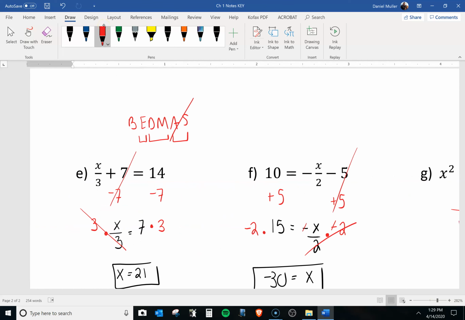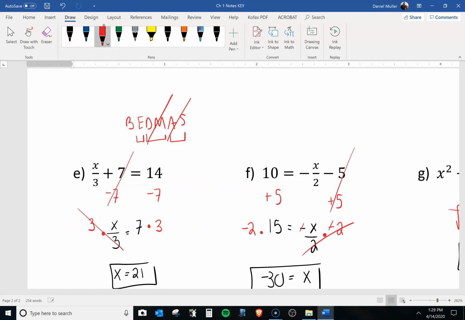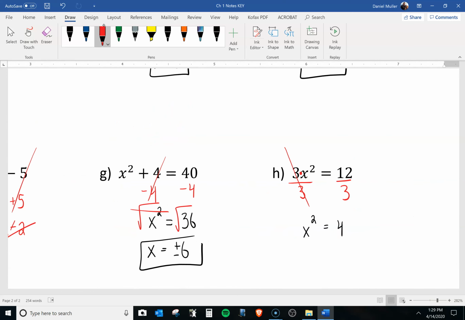So I did my division and multiplication. Now that leaves me with only the exponent to get rid of. I have an exponent, so I will square root, and those will cancel. Now on the left, I've got an x. The square root of 4 is a 2. And like I said in the previous one, whenever you have a square root and a square that cancel, you have to remember that it's a plus or minus 2.